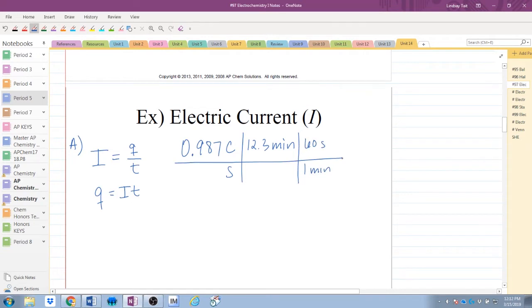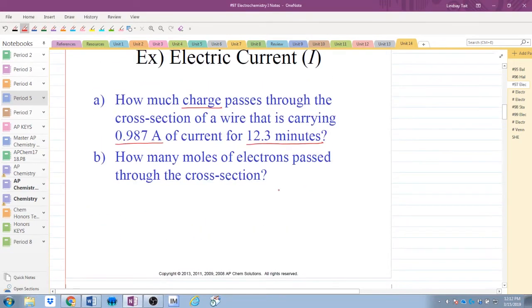Yes? All right, and I'm going to round that to 3 sig figs given my amperage and my time. So that's going to come to 728 coulombs. So that's how much charge was going past that point for 12.3 minutes. Going past a point, that's how much charge had gone by. Yes? All right, so let's go back to question B.